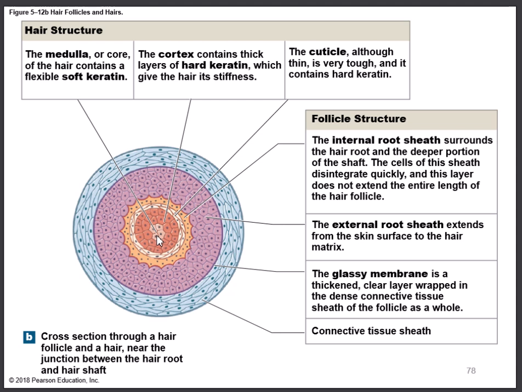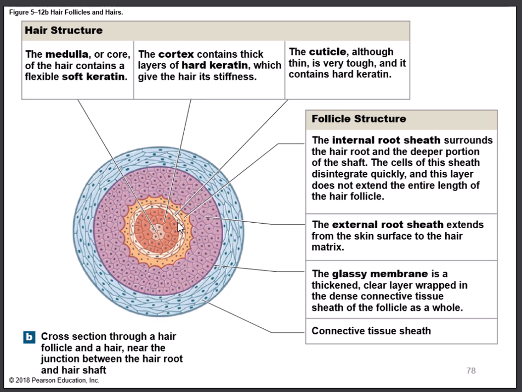Now the medulla contains some keratin, but it's a softer type of keratin that gives a little bit of flexibility so the hair is bendable. These cells here around the medulla are going to be called the cortex. This also contains keratin, but notice it's a harder keratin. It gives the hair some strength, some stiffness.